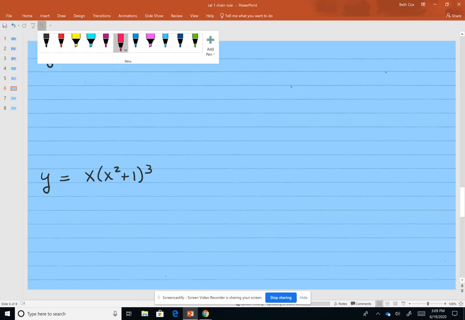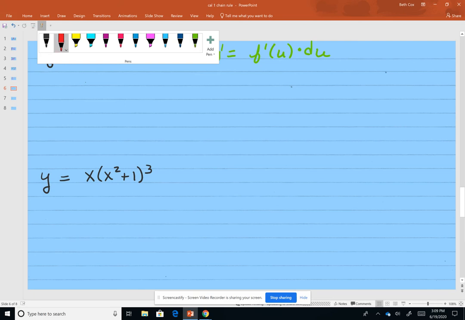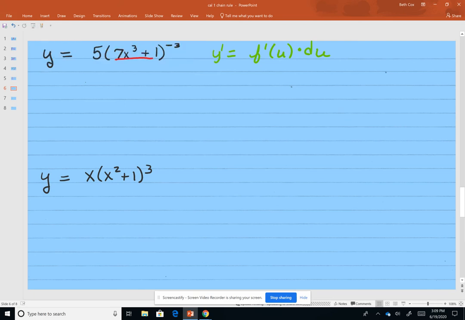We're doing the chain rule. We want to find y prime. And let's do this screen, see how the screen looks. Okay. And so y prime is going to be f prime of u times du. All right. That's how we do y prime. Now, remember, u is the inside function. All right. So this is the u, also known as your g. That's your inside function.